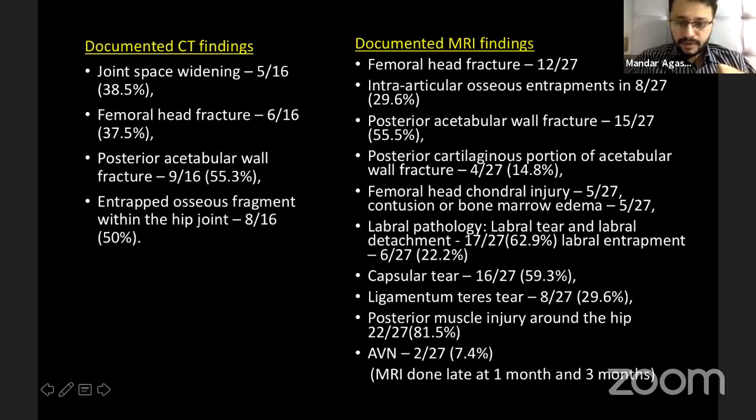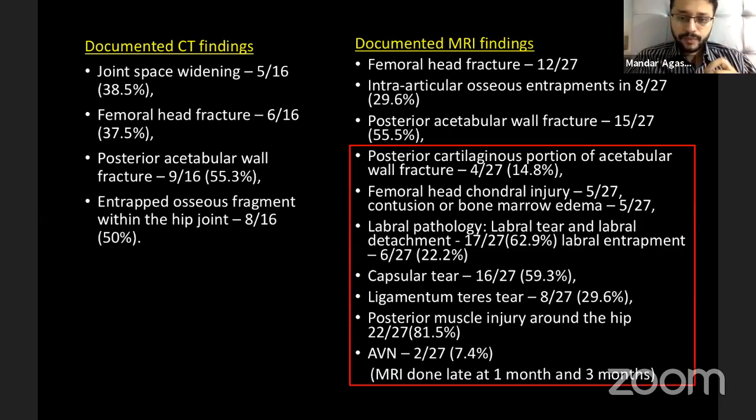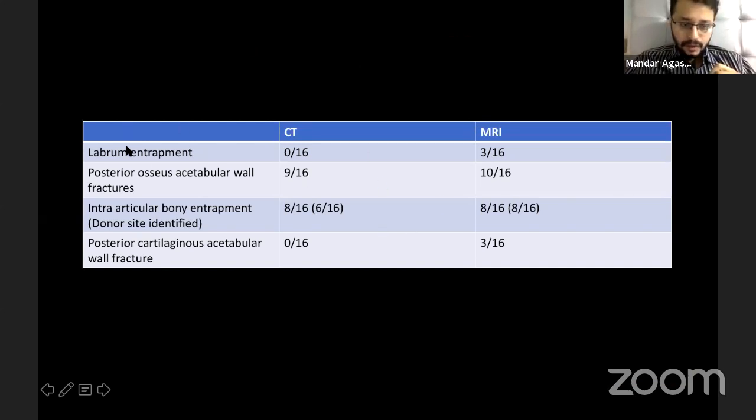And then we have a very busy slide where they have documented CT scan findings in almost 50% of cases. MRI findings were also comparable, but if you break these numbers down, labral entrapment was found predominantly on MRI, and cartilaginous acetabular fracture was found predominantly on MRI. This is what we expect, that soft tissue involvement is more apparent on an MRI. But what they also found is that the posterior osseous acetabular fracture was more detected on the MRI, which is a different finding.